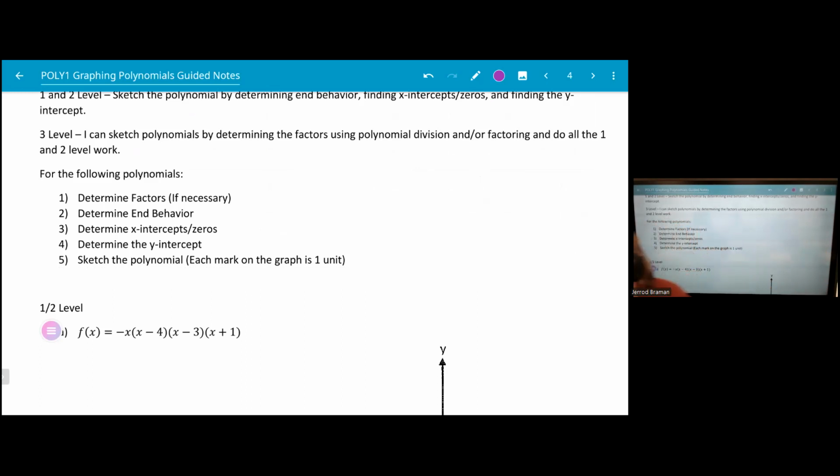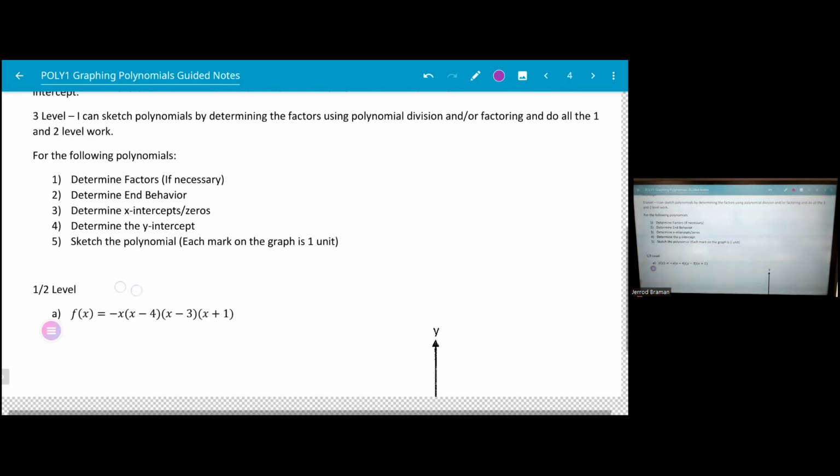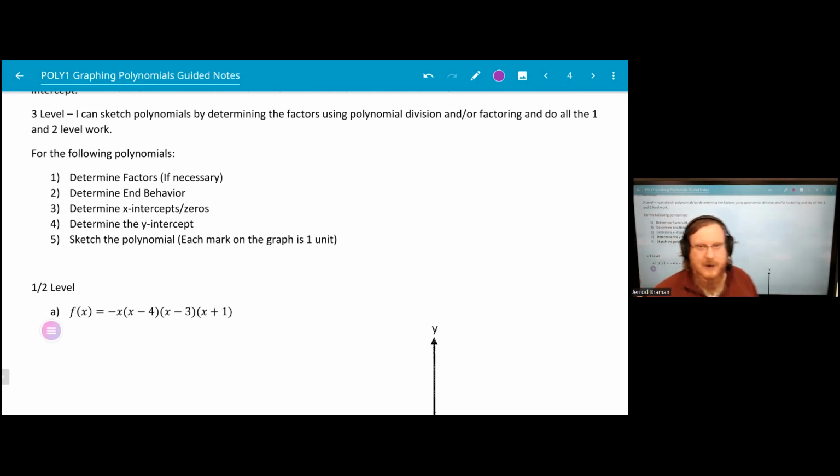So here's what we're going to start with right now. What do we need to know? Number 1, determine the factors if necessary. This is more or less for the 3 level type questions, all right? Not for the 1 and 2. I'm going to give you the factors, in factored form essentially.